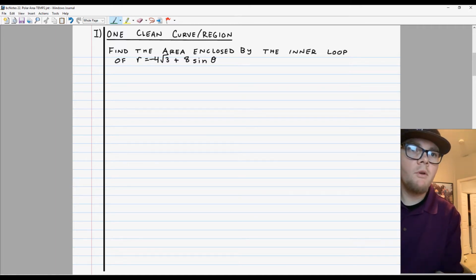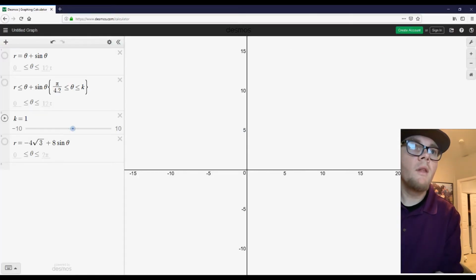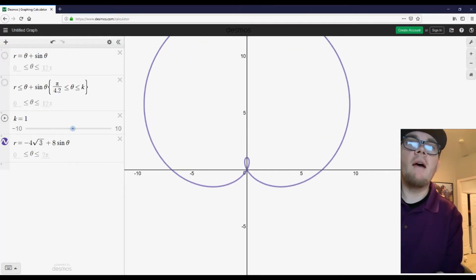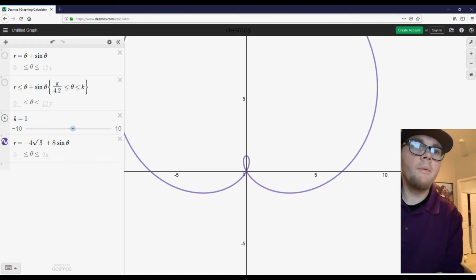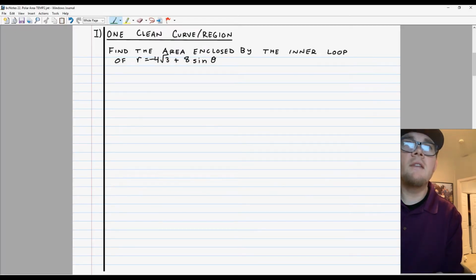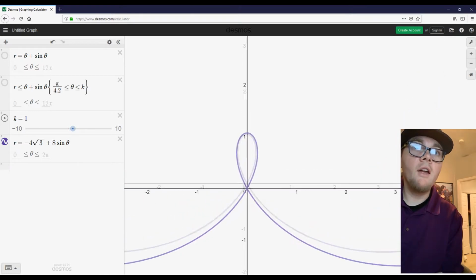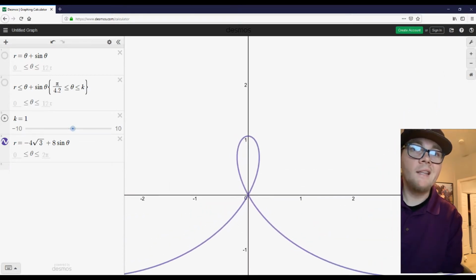And a quick Desmos check here, just to make sure, shows us that, in fact, it does look like we have a limaçon. There's our little inner loop. And if memory serves, the question asks us to find the area enclosed by the inner loop. So our job is to figure out the area of that tiny little thing, that balloon, or that snowshoe, whatever it might be. So we're trying to figure out the area of that little region.